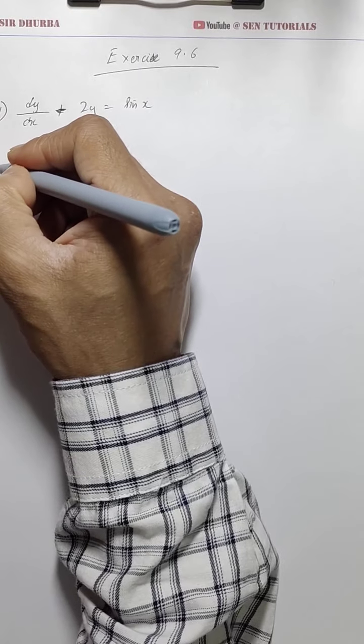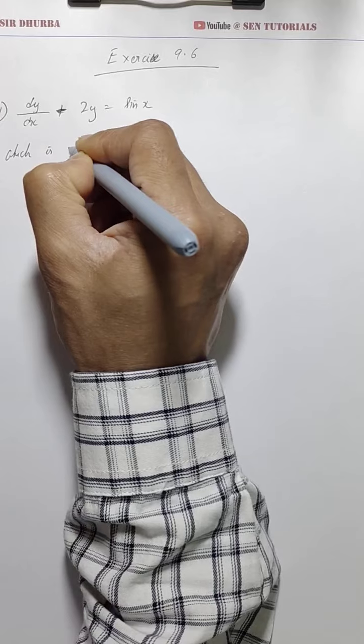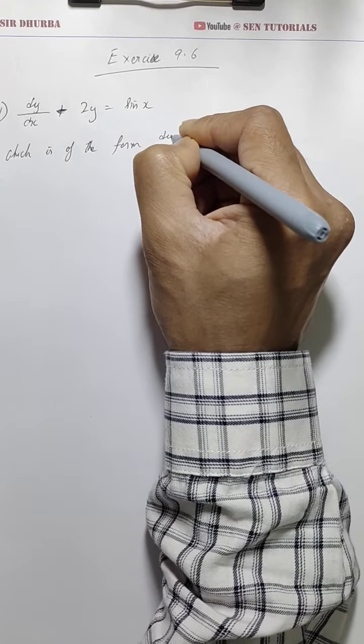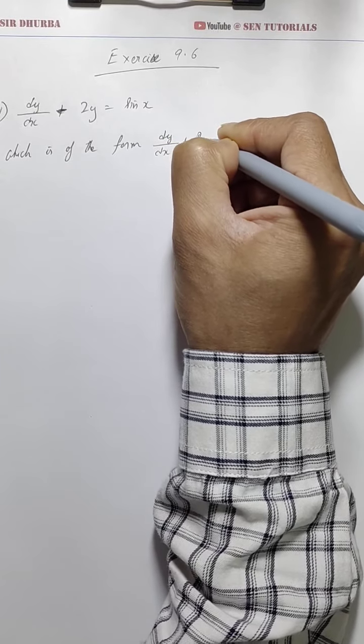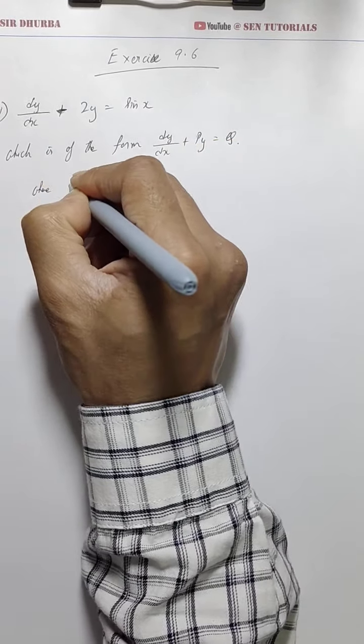For each of the differential equations given, find the general solution. Number 1: dy/dx plus 2y is equal to sin x. So this is already of the form dy/dx plus Py is equal to Q, where P is just 2 and Q is sin x.